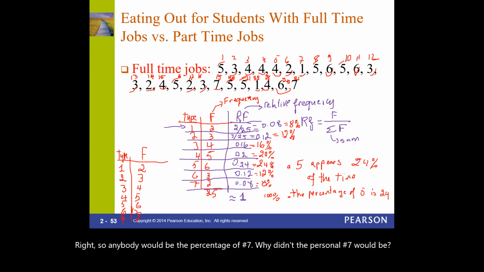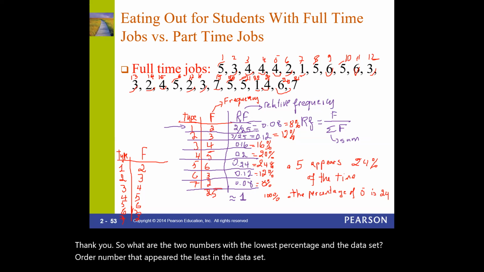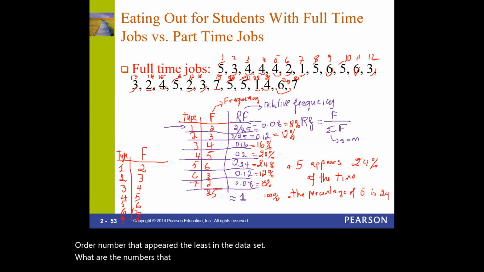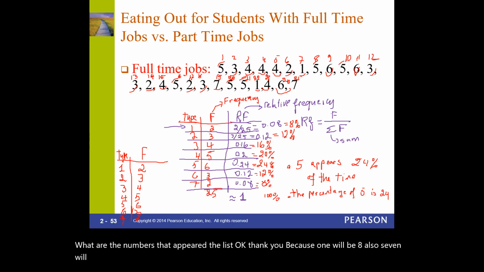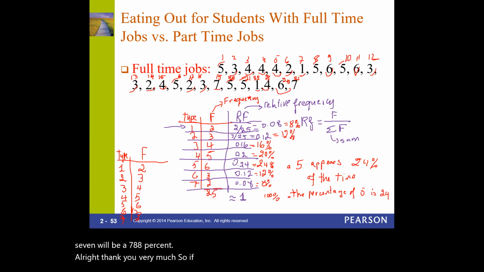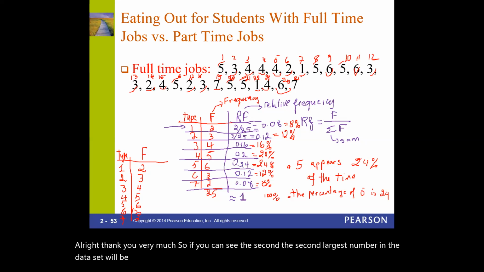So what are the 2 numbers with the lowest percentage in the data set, or the numbers that appear the least? Thank you, because 1 will be 8%, also 7 will be 8%. So the second largest number in the data set will be number 4, because number 4 appears 20% of the time, or I can say 0.20.